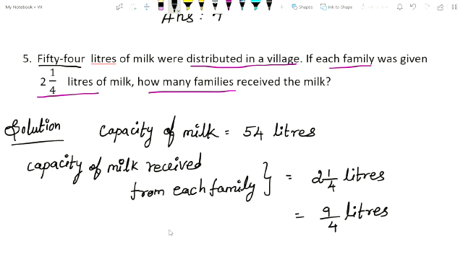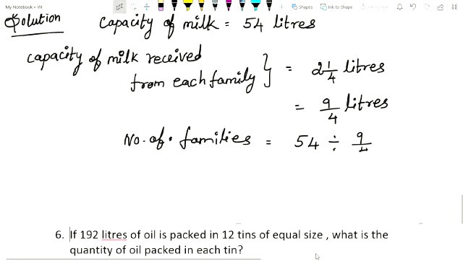Next we need to find out number of families. So number of families equal to total quantity, it means total capacity 54 divided by capacity of milk received from each family, so 9 by 4. Okay, now we are going to divide this.